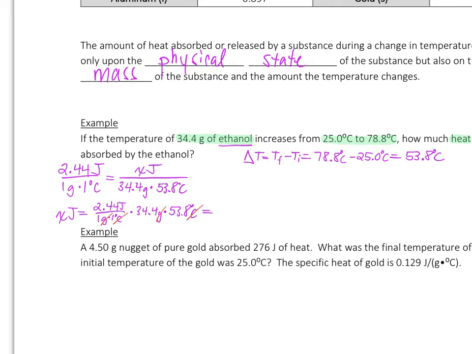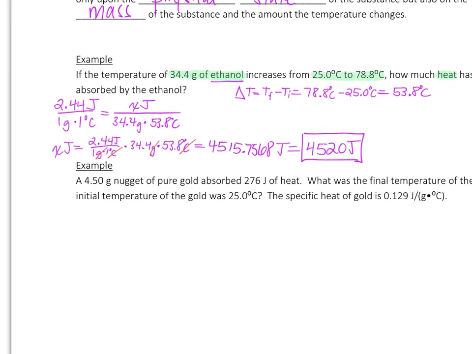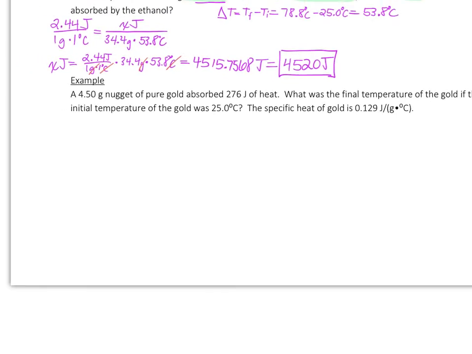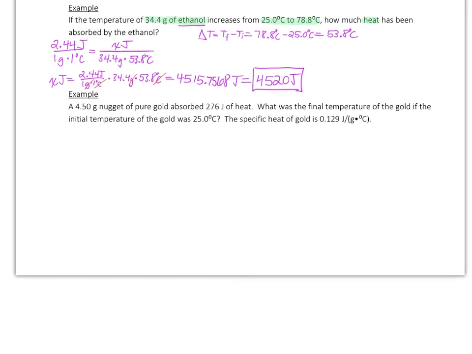Okay. Again, we want a reasonable number of sig figs here. Let's go ahead and go with 3. So I'm going to round this 4,515.7568 joules down to 3 sig figs. So let's make that 4520 joules. Okay. Again, exactly the same as the problems that we've been doing, except for we're not just using water as our substance. Okay, let's do another.